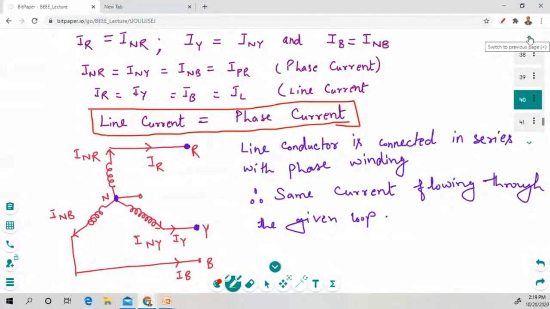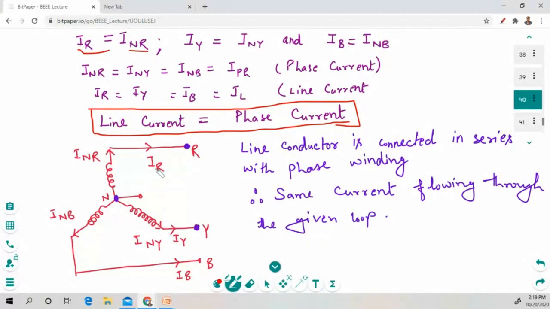In the figure, all these currents are flowing through these branches which are in series. Okay, so when you take any loop, we are taking a loop from N, R, Y, and N. So all the currents are flowing in series. When the current is flowing in series, we cannot divide the current. Same current is flowing through the complete loop. So that's why this IR is equal to INR.